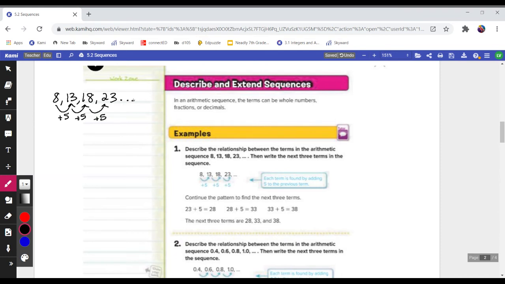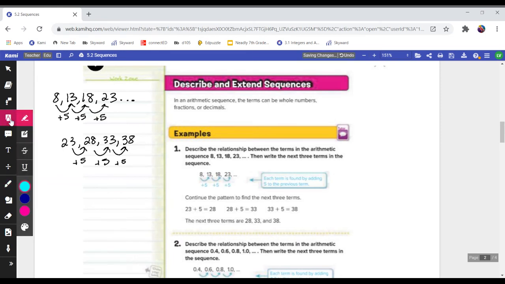So I could continue with this pattern. So it says, then write the next 3 terms in the sequence. So that means I'm going to take 23 and I'm going to add 5, which gives me 28. I'm going to take 28 and I'm going to add 5. That gives me 33. And then I'm going to take 33 and I'm going to add 5, which gives me 38. So the next 3 numbers in my sequence are 28, 33, and 38.